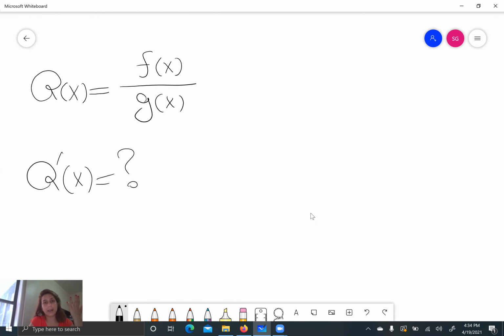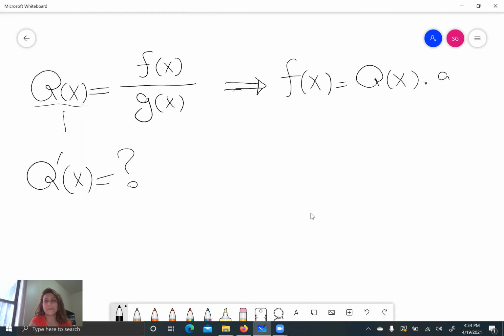We actually can come up with the formula, but at the moment, we don't have a rule for that. But since division is derived by multiplication, I would like to ask you guys to practice this. Look, you can rewrite this equation in a way that, say, 1 times f of x is q of x times g of x.